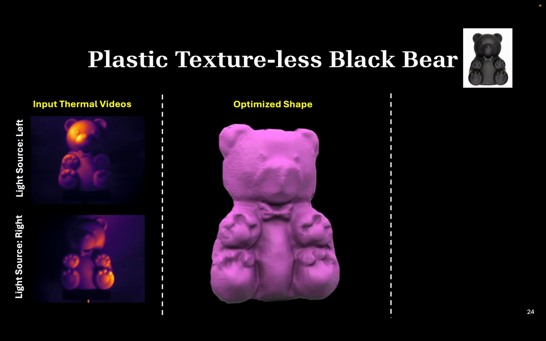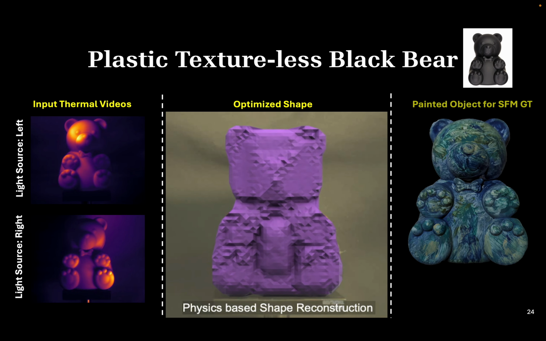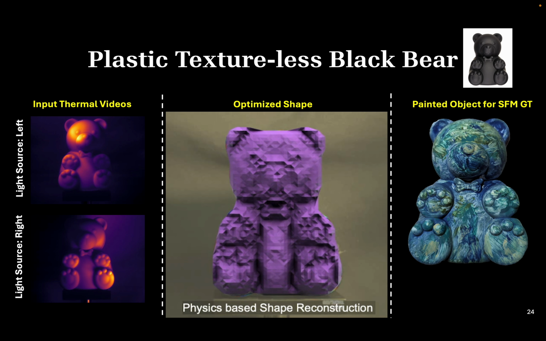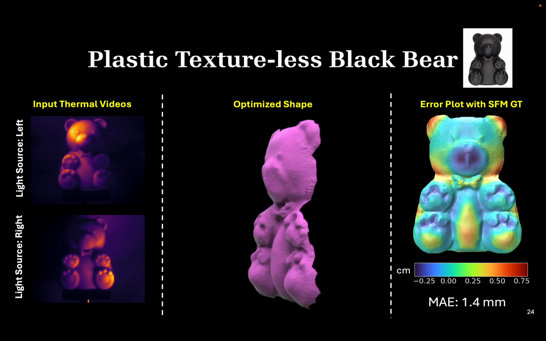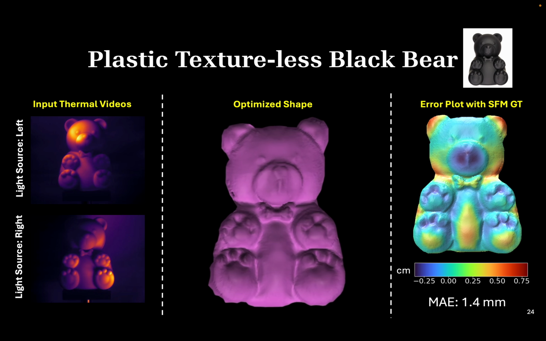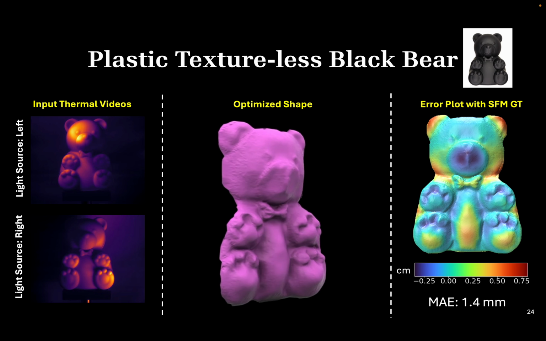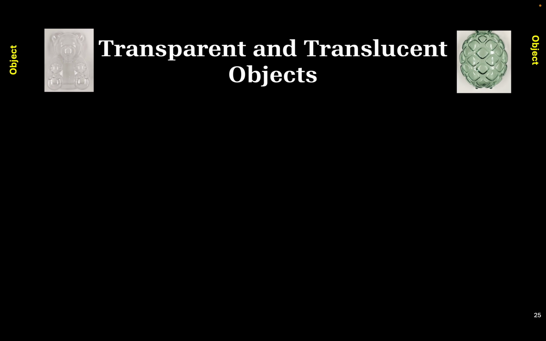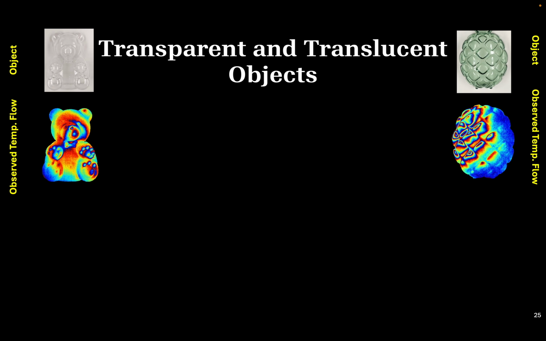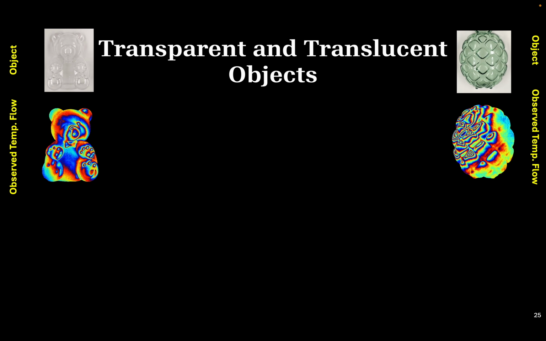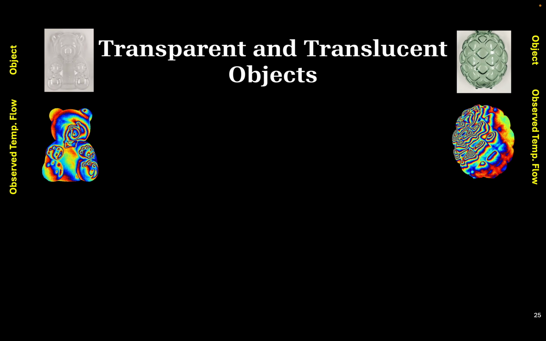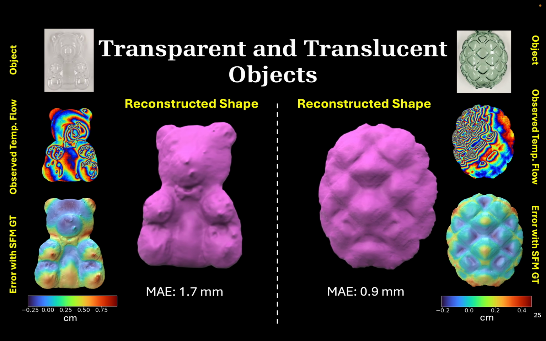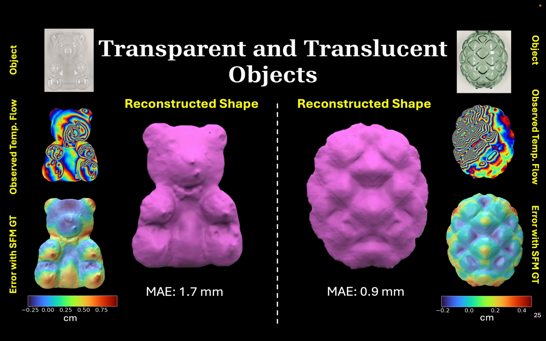Since SFM and other reconstruction methods fail with such objects, we paint the object with textures and obtain ground truth shape. The signed distance error shows accurate reconstruction with a mean absolute error of just 1.4 millimeter. Okay, textureless objects are great, but the real advantage of these systems comes with the ability to reconstruct visibly transparent or translucent objects. While the ability to emit infrared radiation can vary between different materials, these objects appear opaque in thermal, allowing one to perform reconstructions which otherwise might not be possible using a visible camera.